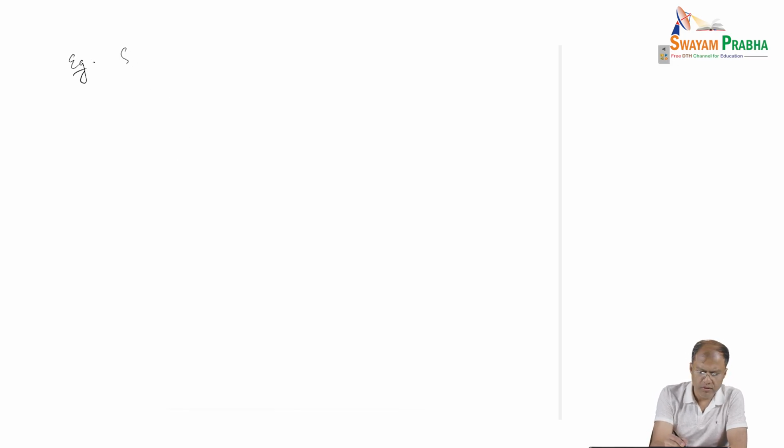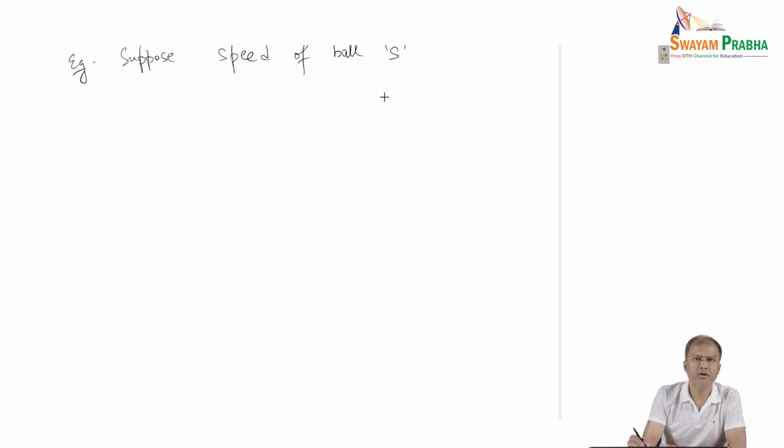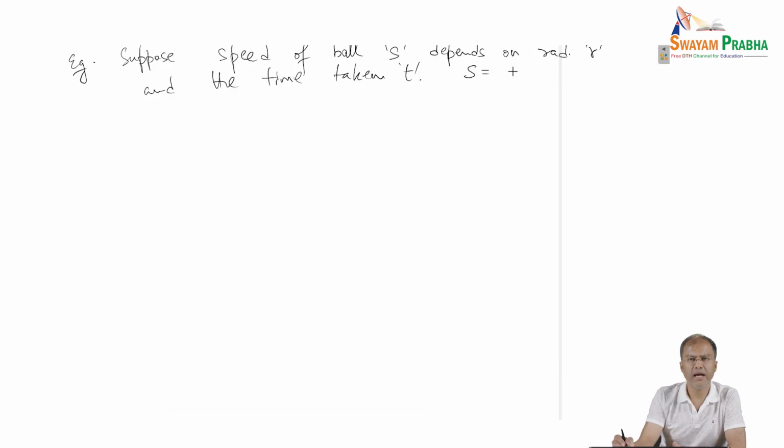So suppose, we are looking at a simple example, suppose the speed of the ball, speed is denoted by S. So the speed of the ball S depends on the radius of the ball R and the time taken to move, denoted by t. Then I expect speed S to be a function of r comma t, right?